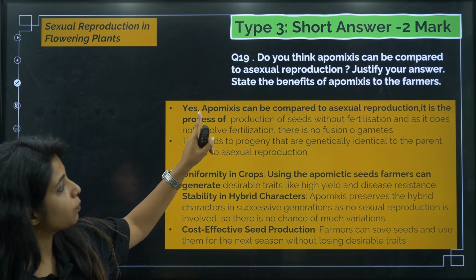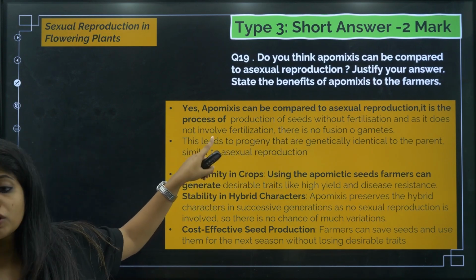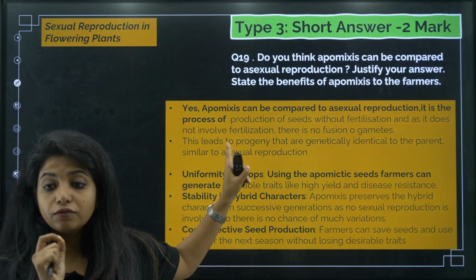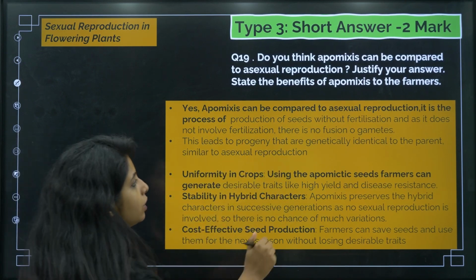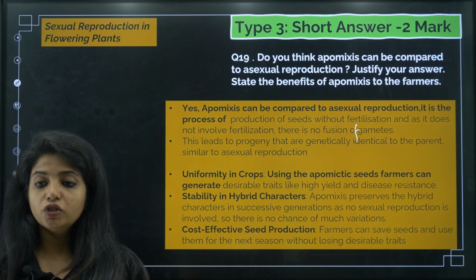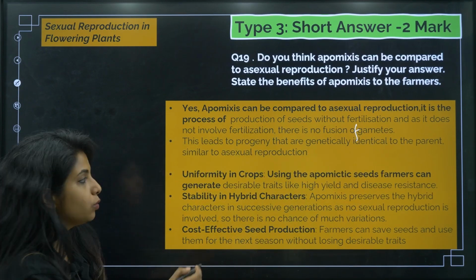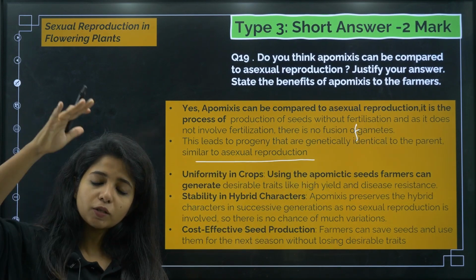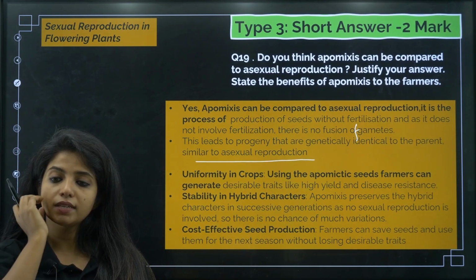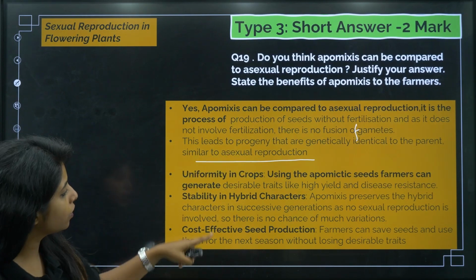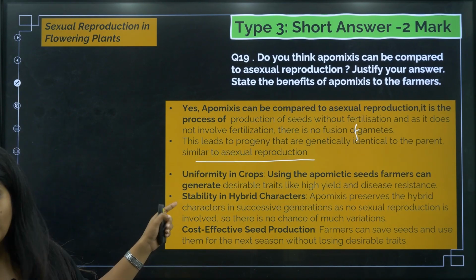Yes, I think that apomixis can be compared to asexual reproduction, because here production of seed is occurring without fertilization. And if there is no fusion of gametes, obviously that progeny will be genetically identical to the parent, similar to asexual reproduction. Okay. Now here you don't have to explain the methods of apomixis, because it's a 2-marker. So over here 1 and 2 are the same. Okay. So from here also you can put down at least 2 points or at least 1 point.